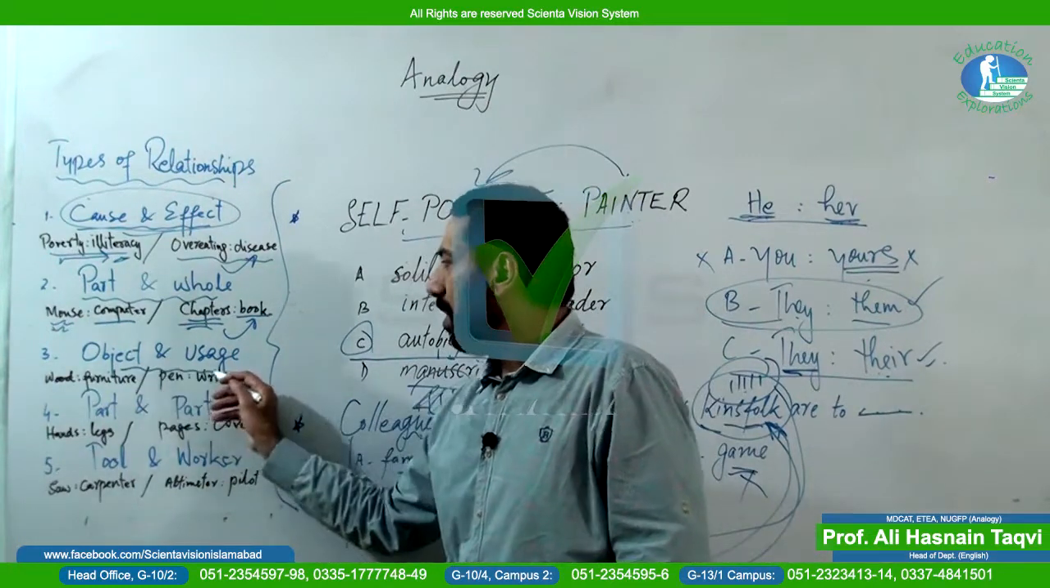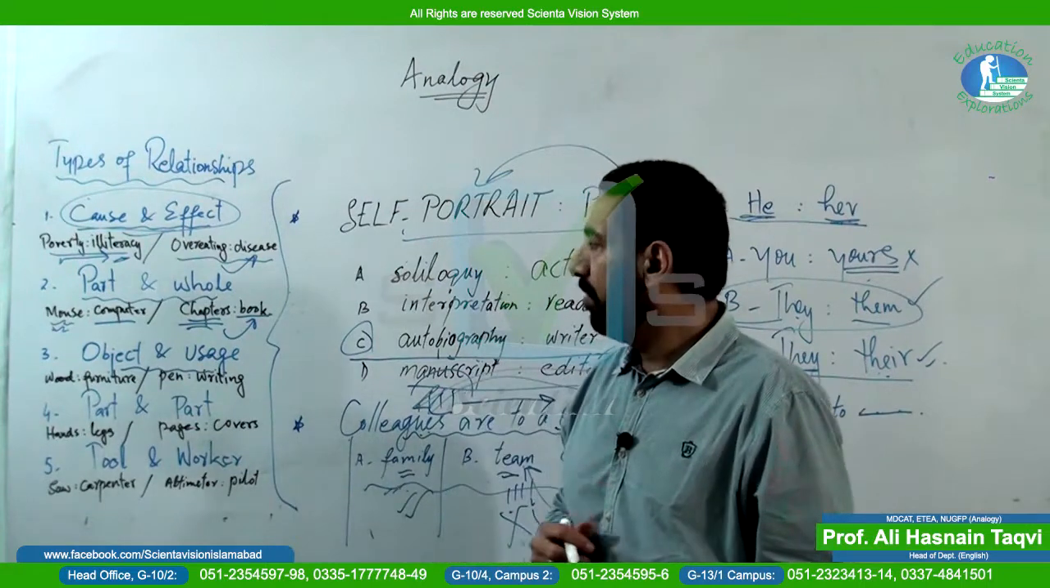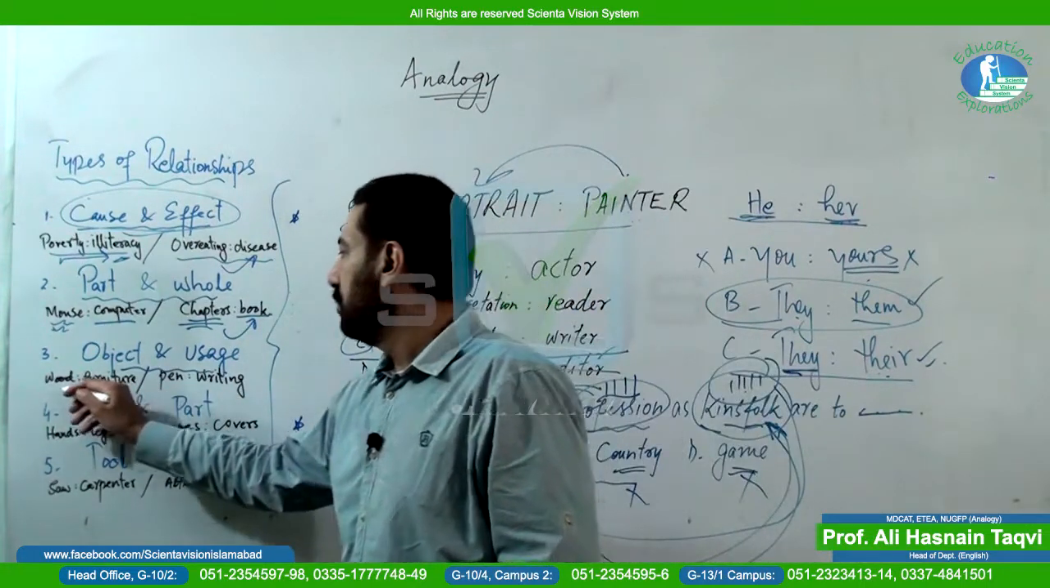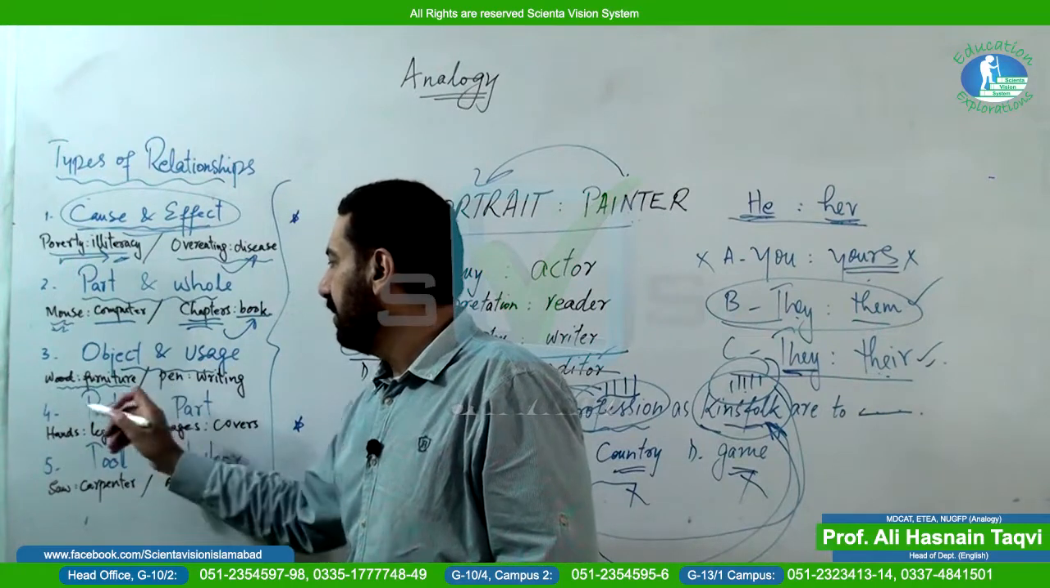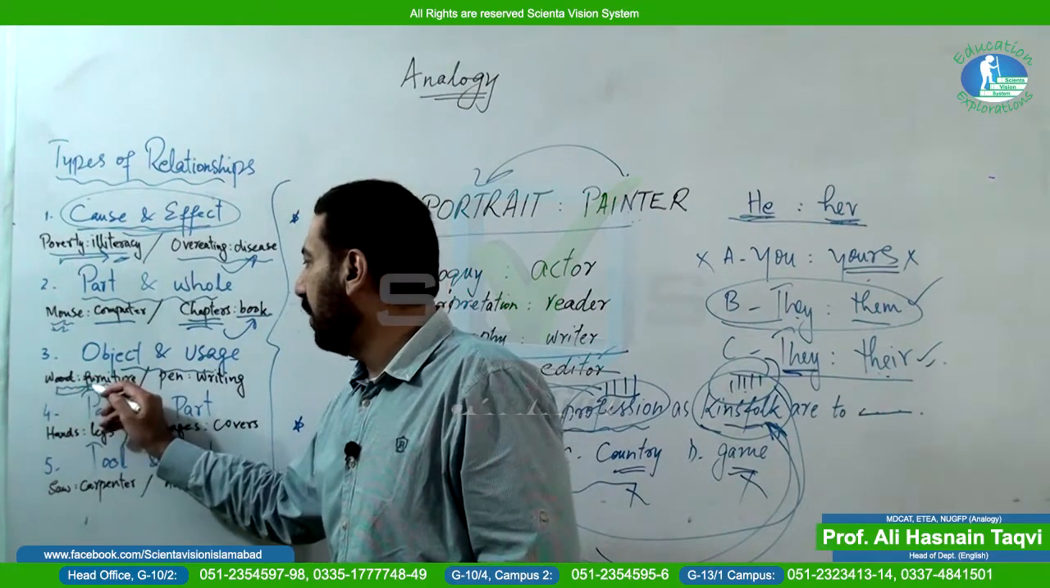Then another, object and usage. What you do here is that you get a combination of a kind where one thing and what it is meant for.